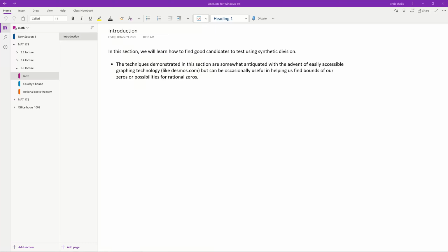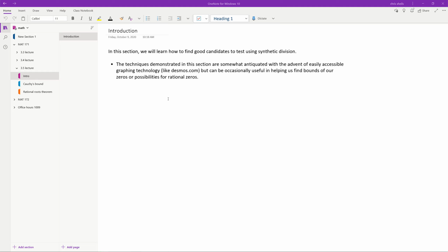Hey everyone, today we're going to talk about section 3.5. This is on real zeros of polynomials. So in this section we're going to learn how we can find good candidates to test using synthetic division.